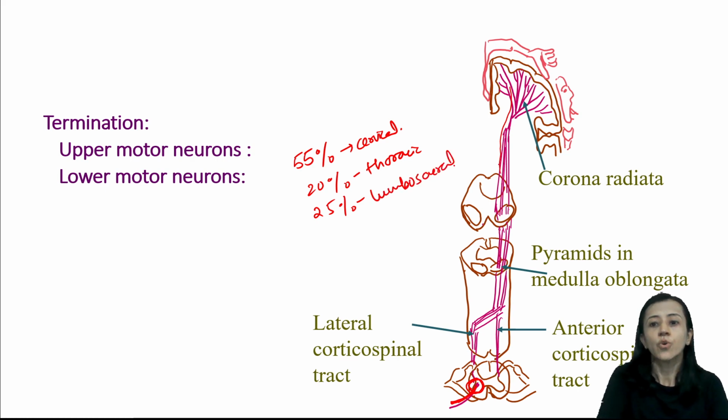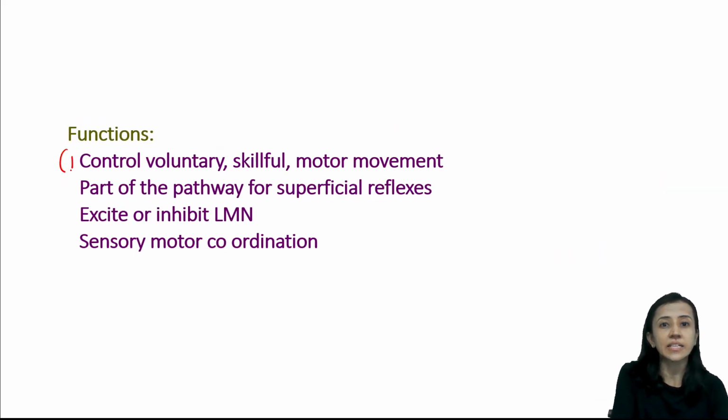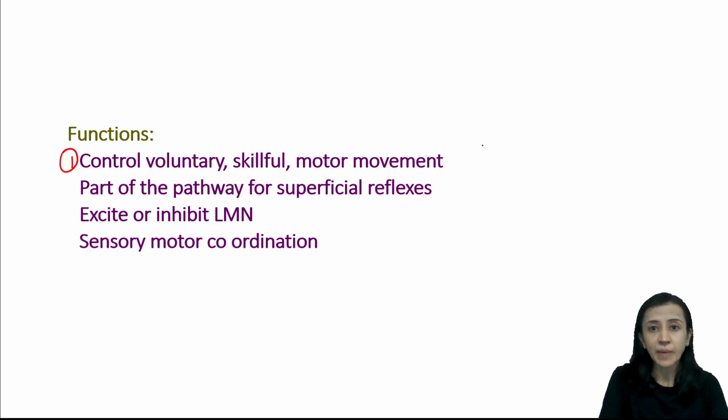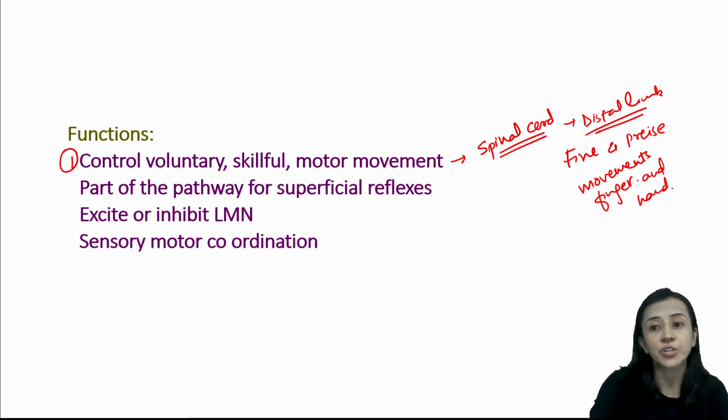Now, what are the functions of these pyramidal tracts? Number one, they control voluntary and skillful motor activity. Lateral corticospinal tract fibers mainly convey motor impulses to the spinal cord for controlling voluntary activity, mainly of the distal limb muscles, and they are very important for fine and precise movements of fingers and hands, which is required during skillful activity. This is one of the very important functions of the pyramidal tract.